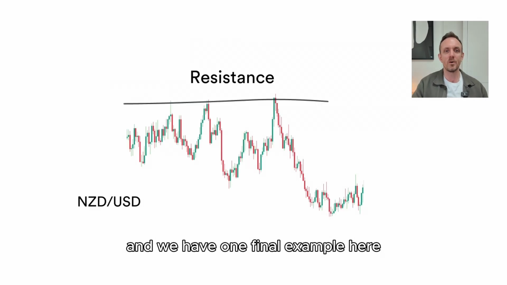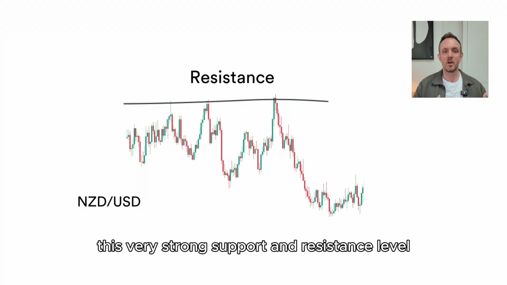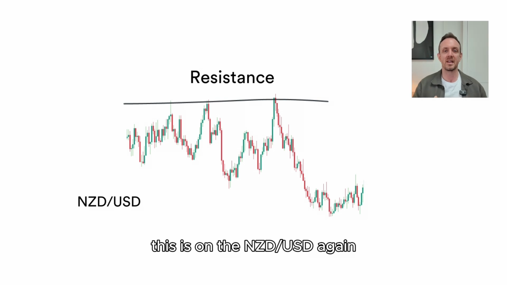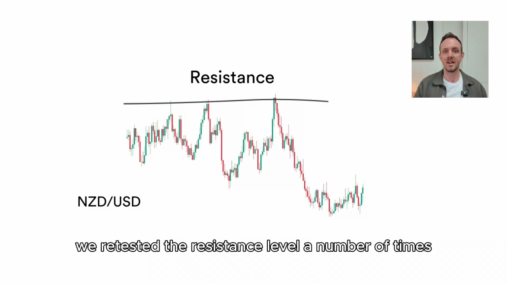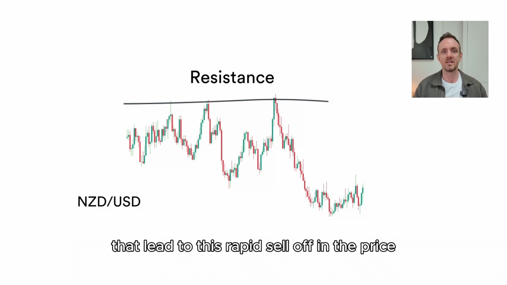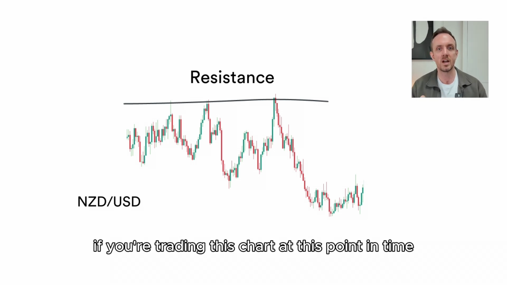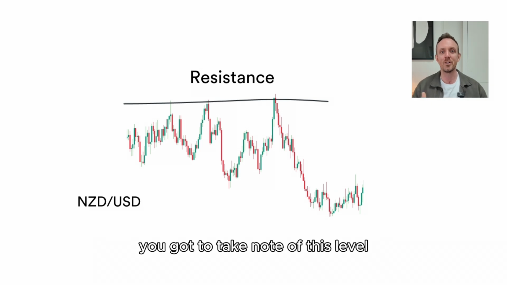And we have one final example here. And you can see this very strong support and resistance level. This is on the NZD USD again, where we retested the resistance level a number of times, and each time we touched that level, it led to this rapid sell-off in the price. And you can see if you're trading this chart at this point in time, you've got to take note of this level. It's really, really important.